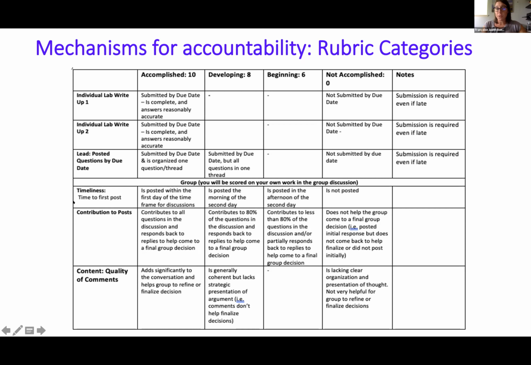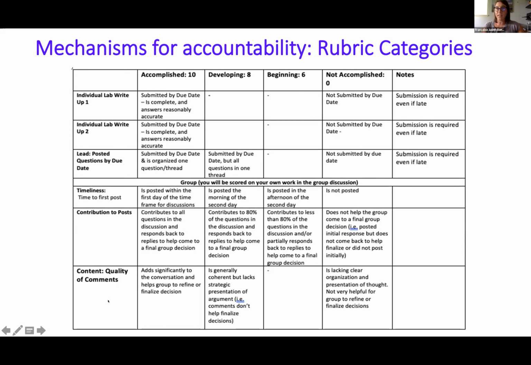And then we move to the group component. Were they timely to their first post, trying to work towards coming to agreement on the disagreements, really trying to get that discussion going on the first day? And then how much did they contribute? Did they contribute to all the questions, 80% of the questions or less?